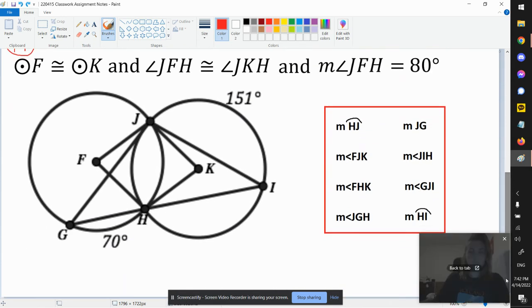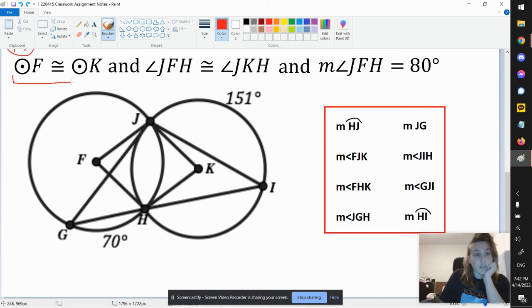On number 14, it says that circle F and circle K are equal. That just means they have the same radius. JFH and JKH are equal. That just means these two things are equal. And JFH is 80. So we get to immediately put in that this is 80, right?